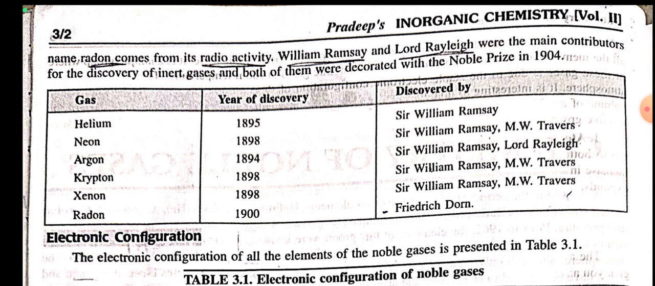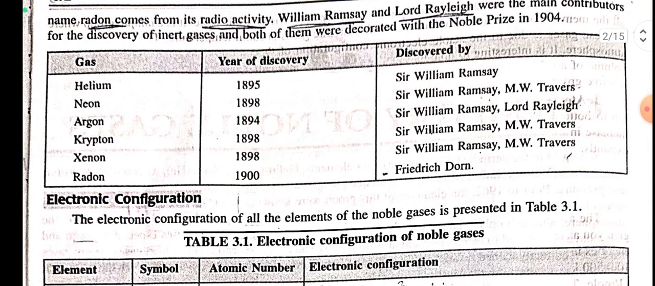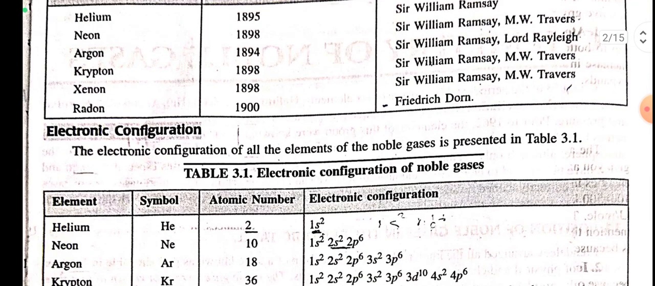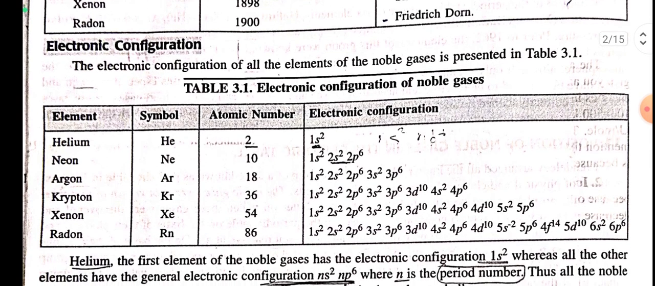William Ramsay and Lord Rayleigh were the main contributors for the discovery of inert gases, and both of them were decorated with the Nobel Prize in 1904. Helium was discovered by Sir William Ramsay. Neon, argon, krypton, xenon were also discovered by Sir William Ramsay. But there was a great role of Lord Rayleigh in the discovery of argon, and radon was discovered by Frederick Dorn.